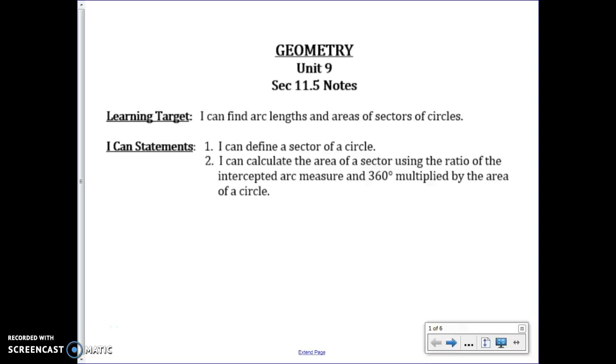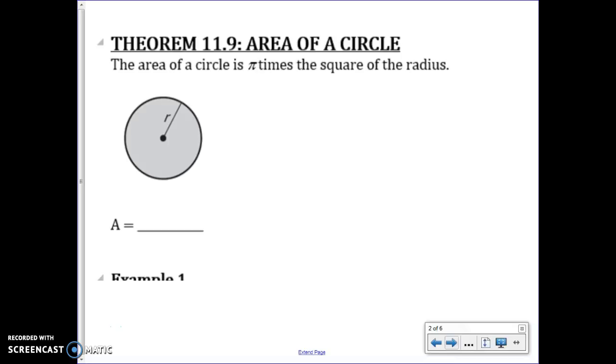Hey guys, in our last set of notes in this section, we are going to talk about sectors of circles. And sectors of circles are just parts of a circle. So first we need to know what the area of a circle is. Our formula for area of a circle is pi r squared. When we're talking area, it's everything inside, so all of that shaded piece that you see.